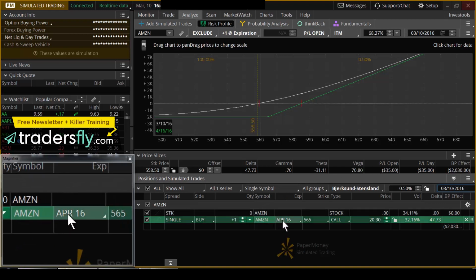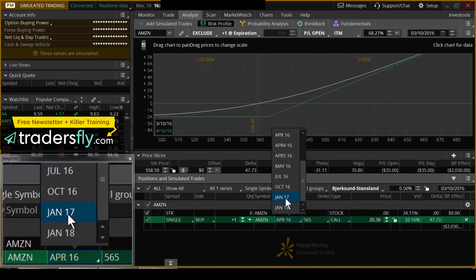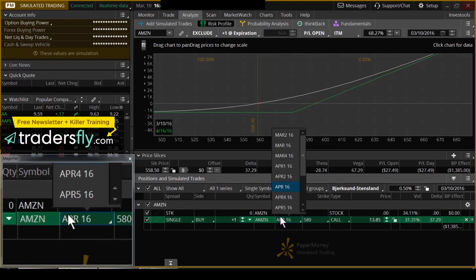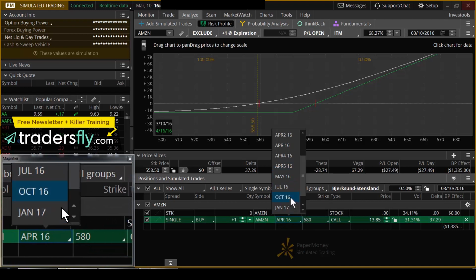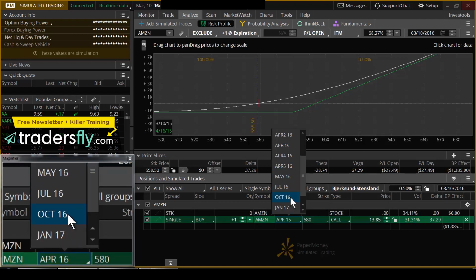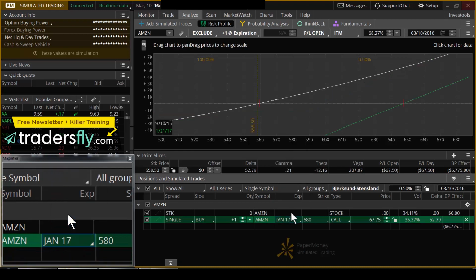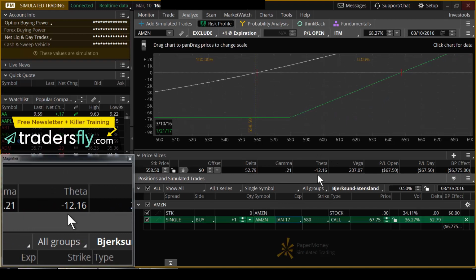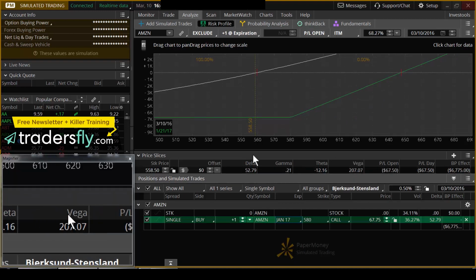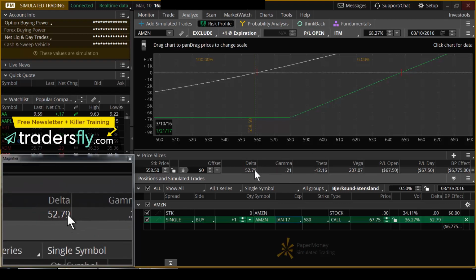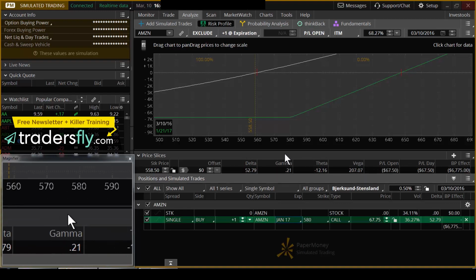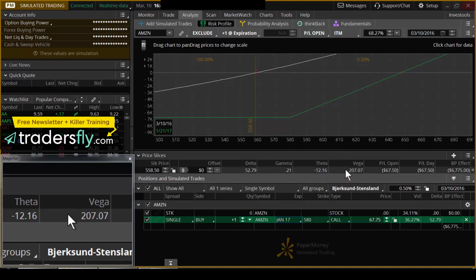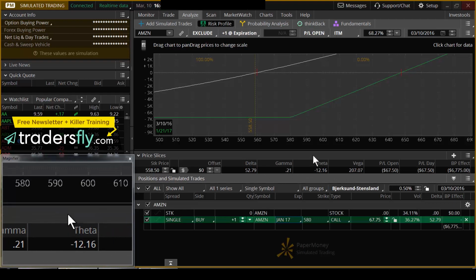The more time that you buy, if let's say you go out to January 2017, and let's see if we can do that. Let's go to the 580s because I don't believe the $5 spreads are being sold in the further out months. If we go further out, you're only losing $12 per day. So that's your theta risk. Keep in mind, you have these additional Greeks: delta, gamma, theta, and vega, which are completely different and could be a whole lesson on their own. Each individual one could be an hour just to discuss.